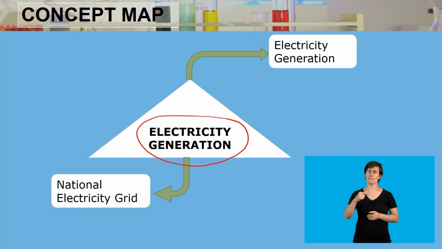In order for you to know those things, we are going to be looking at the main idea. As we have said, we are going to be dealing with the generation of electricity. Starting with that, we're going to be looking at how this electricity is generated, and lastly, we're going to be looking at the national electricity grid.